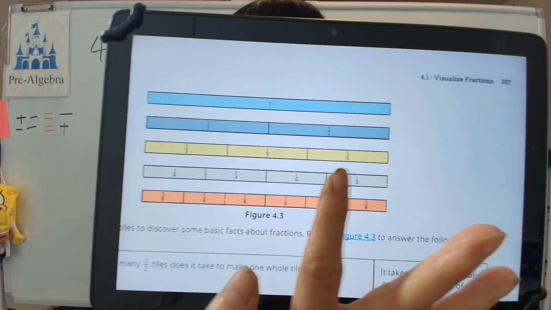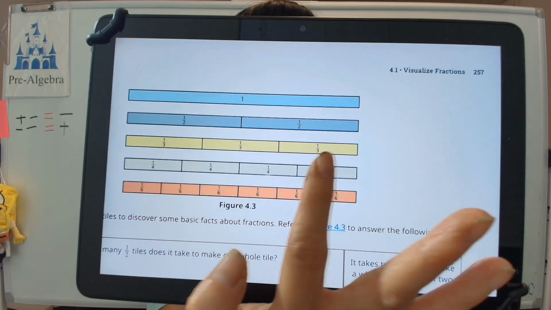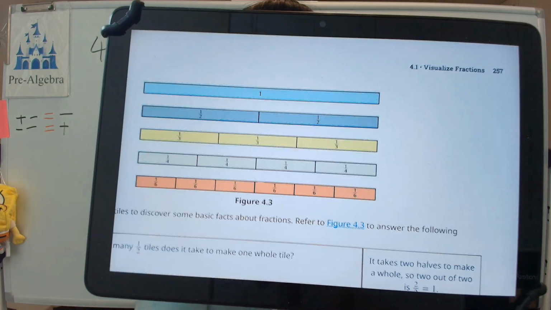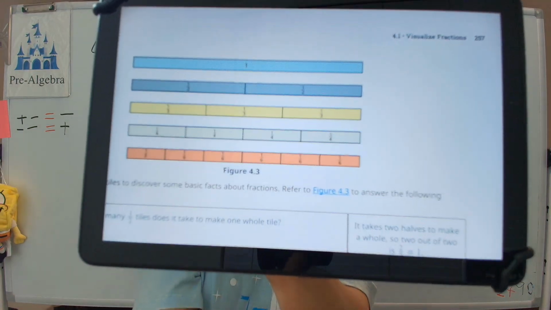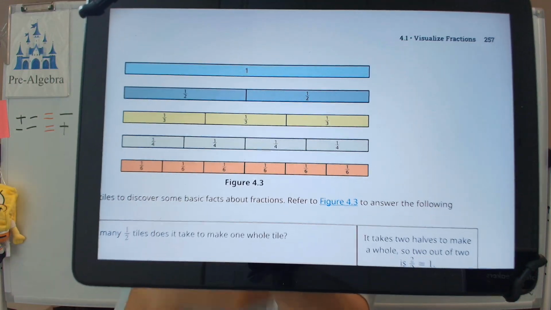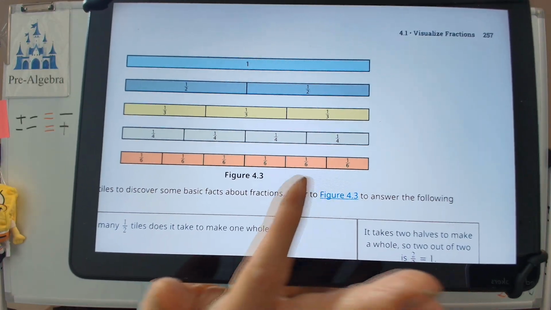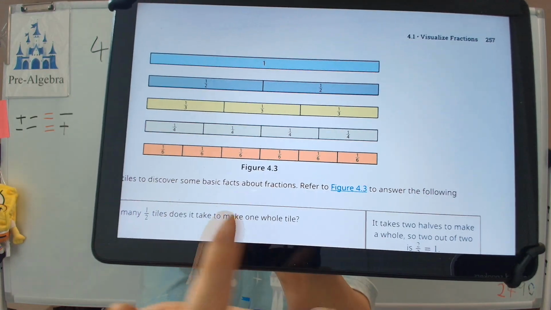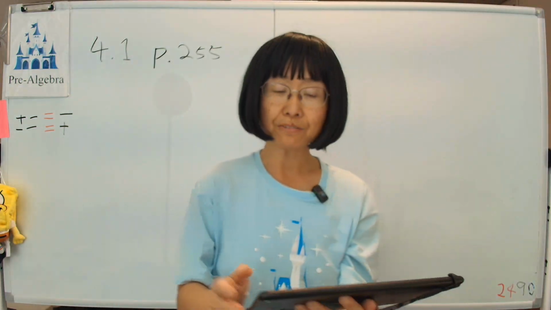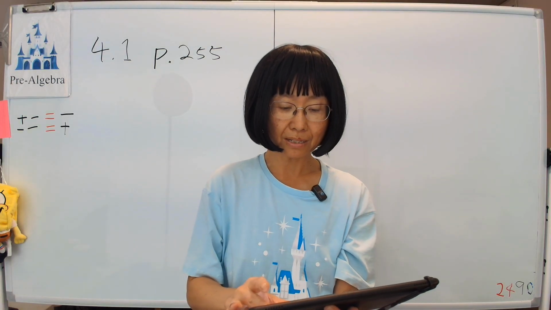And this piece is called 1/3, because that's the same bar cut into 3 equal chunks. So each chunk is called 1/3. And then if the same bar is cut into 4 equal chunks, each piece will be called 1/4, and so on. This is cutting everything into 6 pieces. Cutting the whole thing into 6 equal pieces, then each piece is called 1/6.